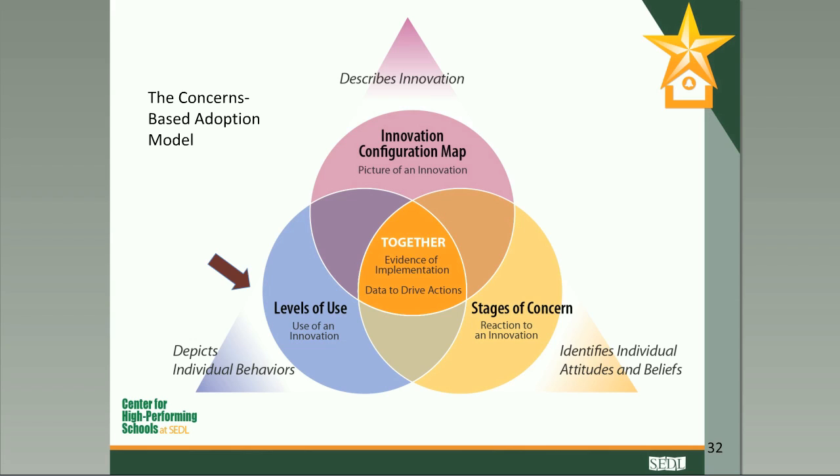Well, we've already taken a look at the innovation configuration map and stages of concern. And now we'll take a brief overview of the levels of use, which is the third diagnostic dimension of the concerns-based adoption model.